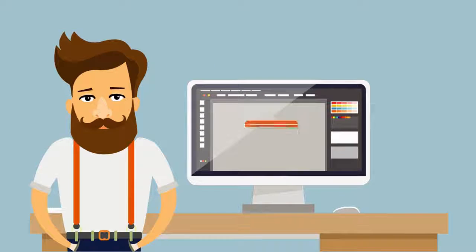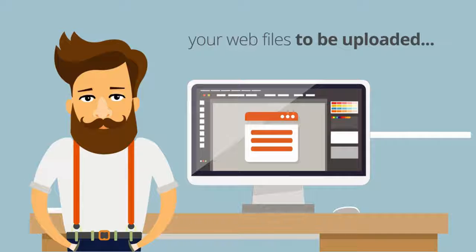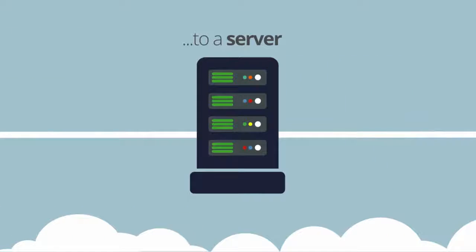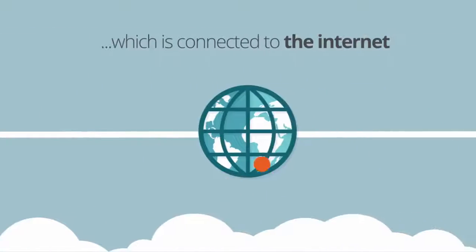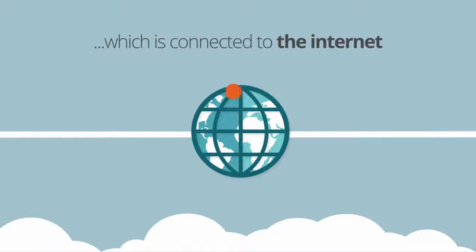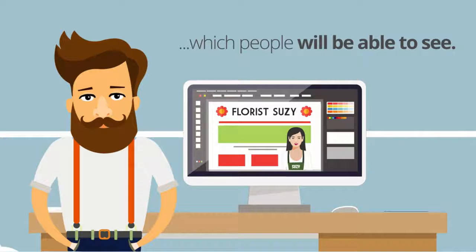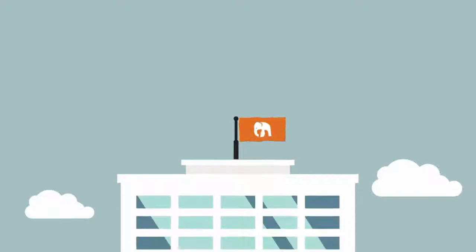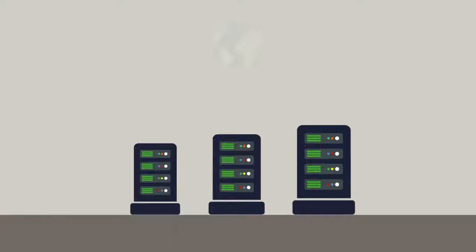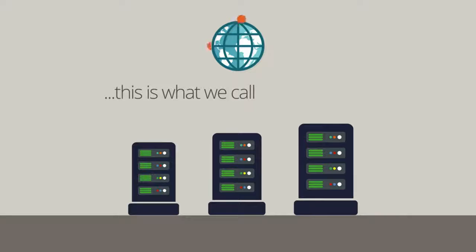The next crucial step would be for all your web files to be uploaded to a server which is connected to the internet. When all your web files are uploaded to your server, then you'll have a website which people will be able to see. When you rent space on a server from a company like EasySpace, then this is what we call web hosting.